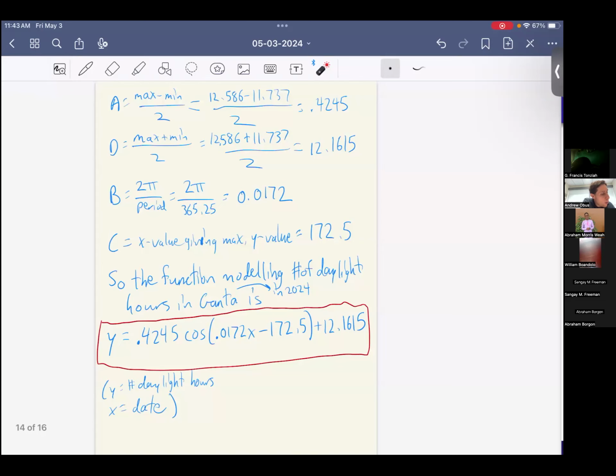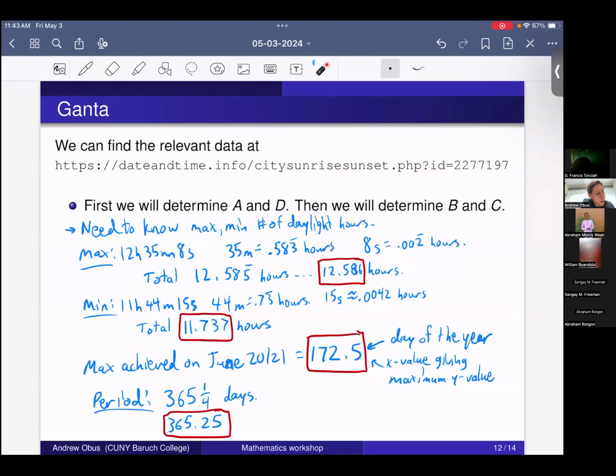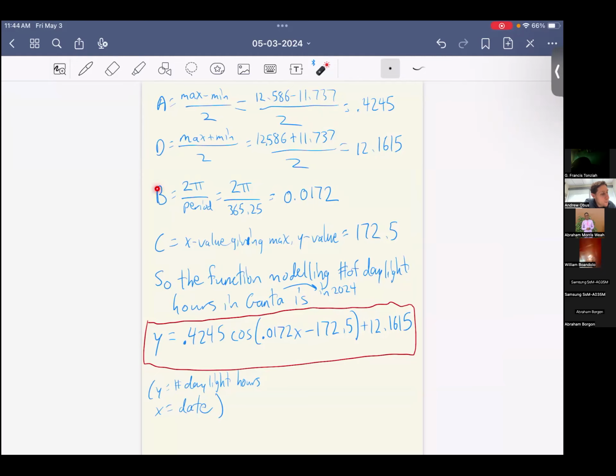Remember, to go back, what do you have to do? You have to figure out the maximum amount of daylight, the minimum amount of daylight, and what day of the year gives you the maximum amount of daylight. Then you have the period, which is still going to be 365.25. The period's not going to be any different. That's just how long a year is. From that, you can figure out what A, D, B, and C are going to be using these formulas. In the end, you get an equation for this generalized cosine curve that's a little bit different than the equation you got for Ganta. We'll go over this next time to see what you can do for Monrovia.